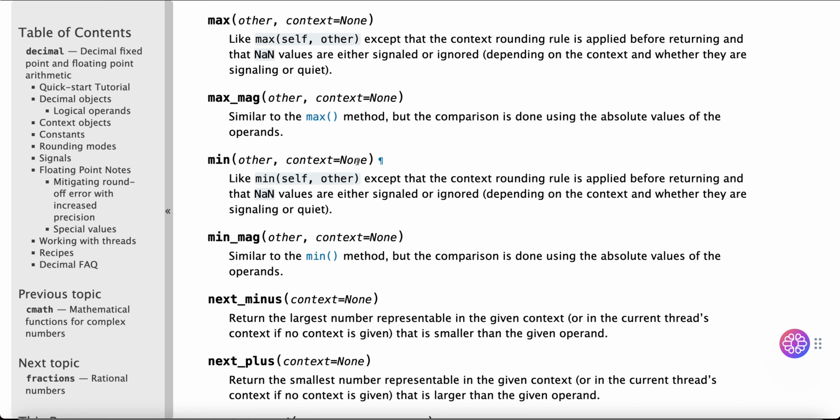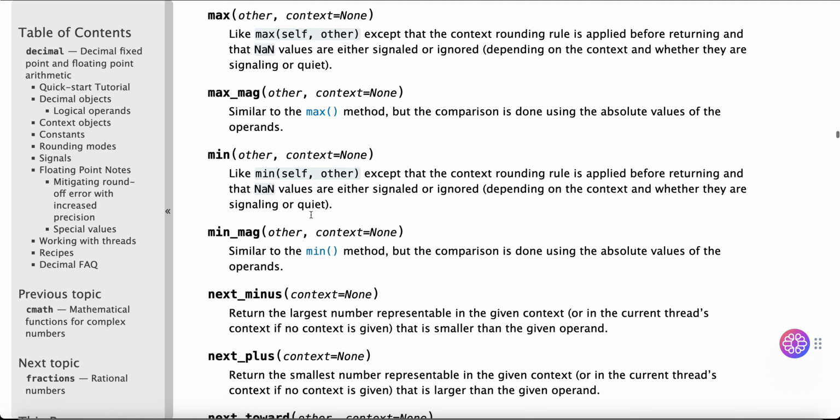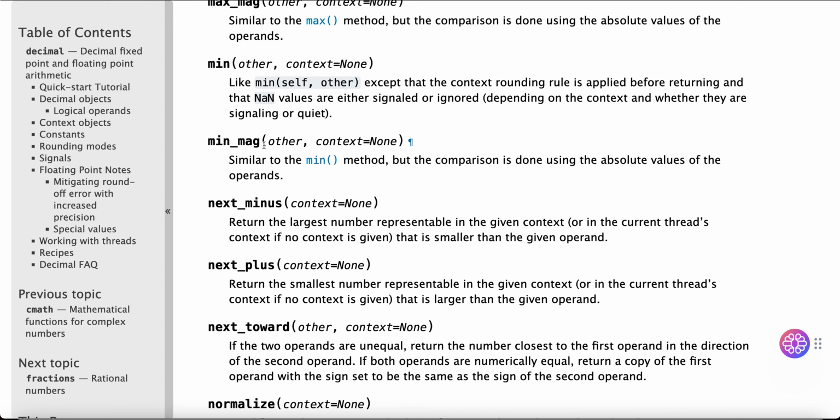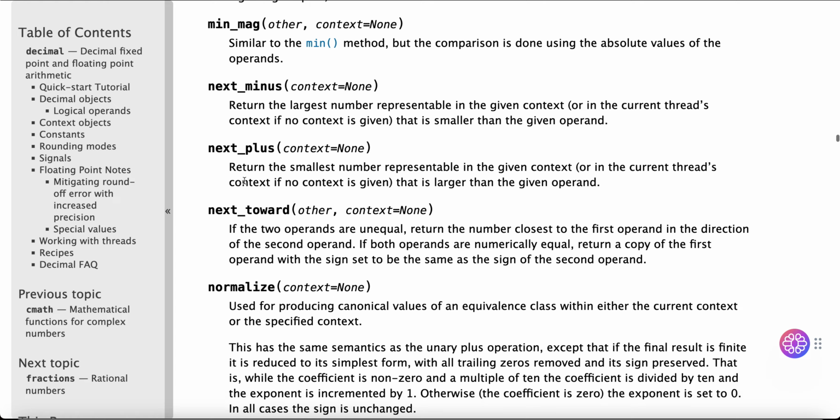min, other, context is equal to none. Like min(self, other), except that the context rounding rule is applied before returning and that NaN values are either signaled or ignored, depending on the context and whether they are signaling or quiet. min_mag, other, context is equal to none. Similar to the min method, but the comparison is done using the absolute values of the operand.